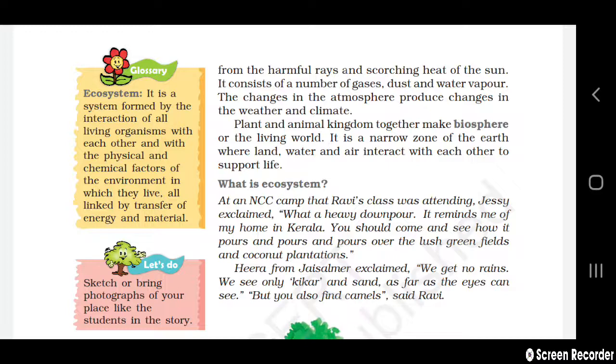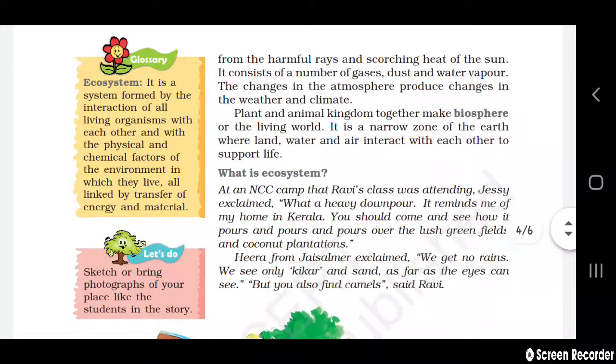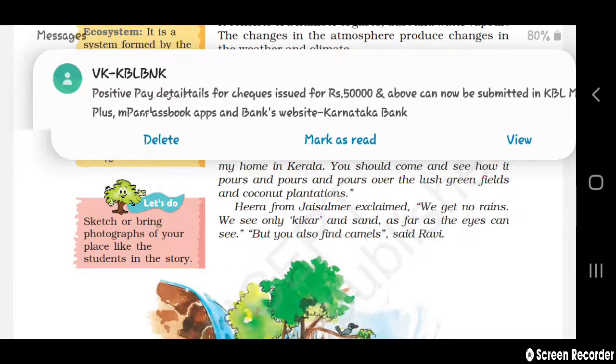At an NCC camp, another example: Ravi was attending, and Jesse was his friend. He explained, "What is heavy downpour? It reminds me of my home in Kerala. You should come and see how it pours and pours over the lush green fields and coconut plantations." Hira from Jaisalmer, another friend of Ravi, explained, "We get no rains. We see only kikar and sand as far as the eye can see." "But you can also find camels," Ravi said.